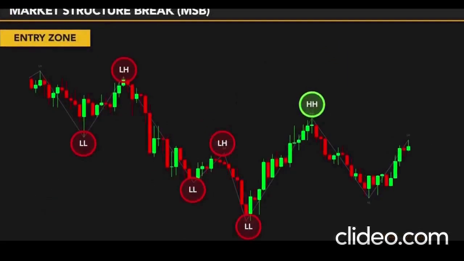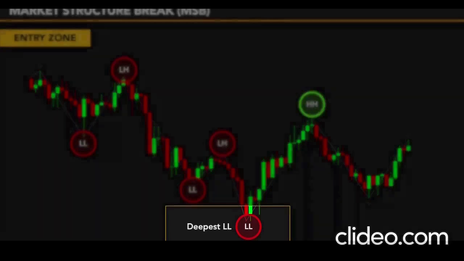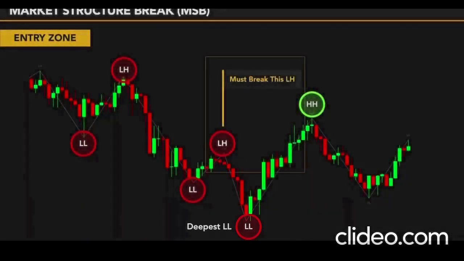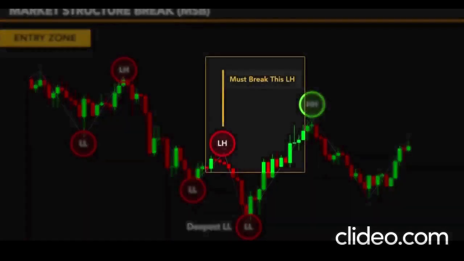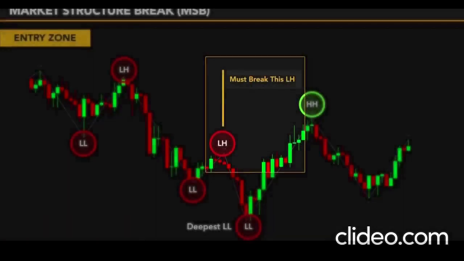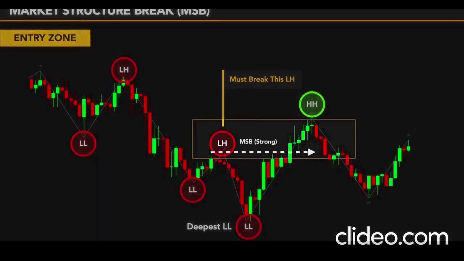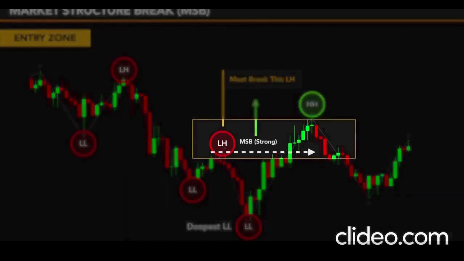Let's see an example. 1. Identify the deepest lower low. 2. Identify the lower high that creates the deepest lower low. 3. Confirm a strong market structure break.